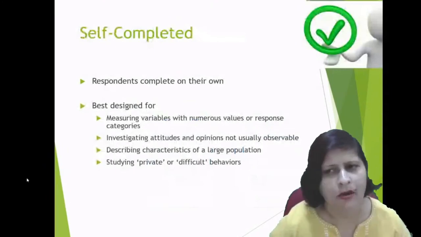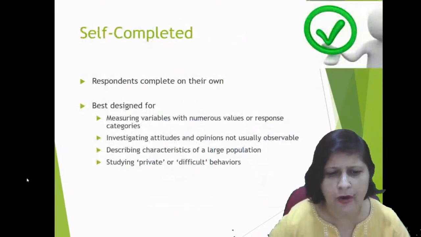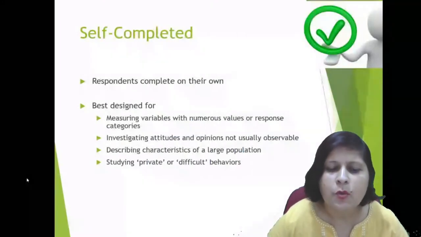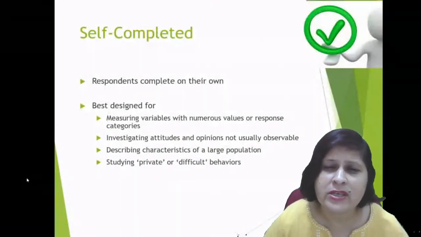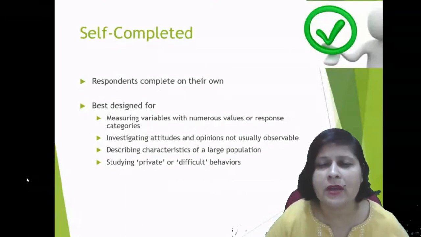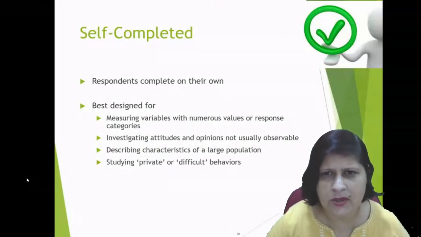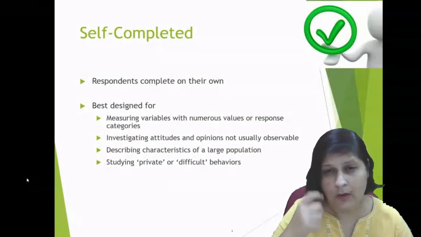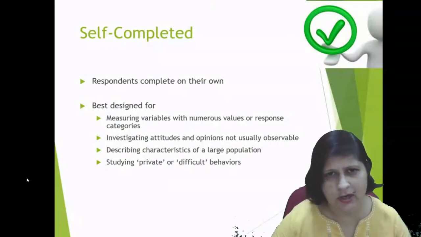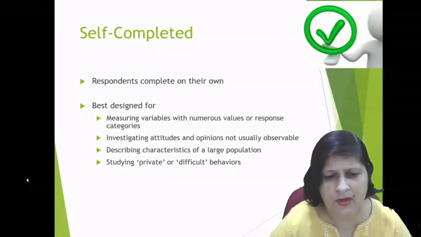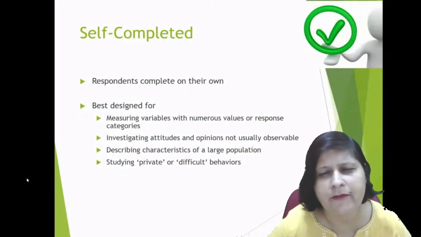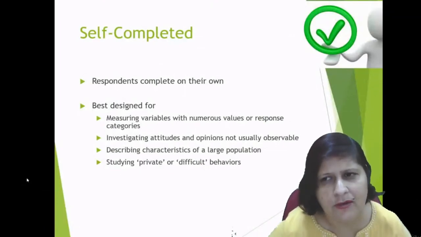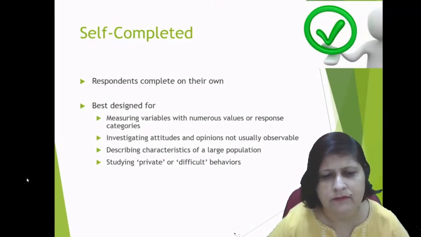Self-completed, respondents complete on their own, and it is best designed for measuring variables with numerous values or response categories. When you want to investigate attitudes and opinions, not usually observable. Suppose you want to observe the stress value, or you want to observe the job satisfaction. That is not usually observable. Or you want to tap the customer satisfaction level. It is not usually observable. Describing the characteristics of a large population and studying a private or difficult behavior, then one should use a self-completed questionnaire if you want to study a private or difficult behavior. Right?